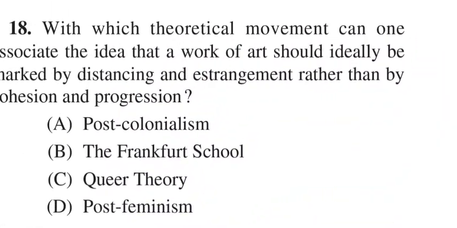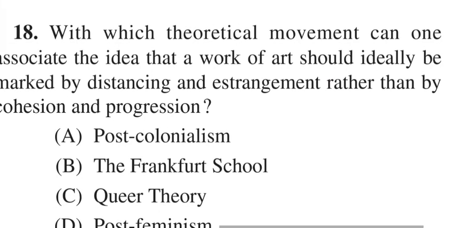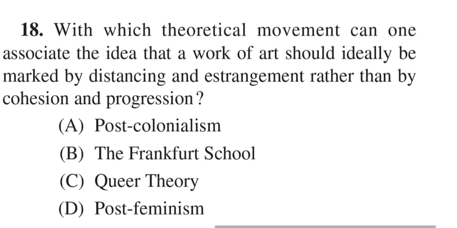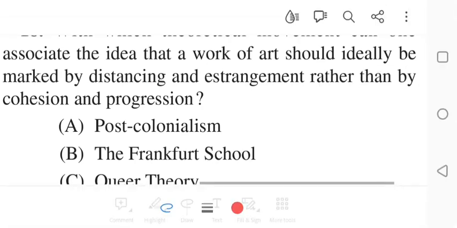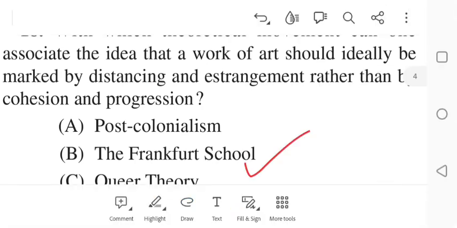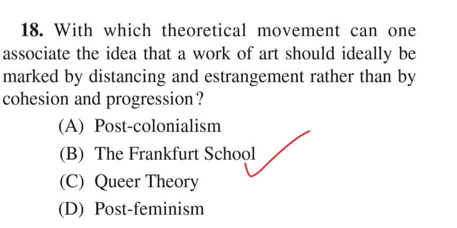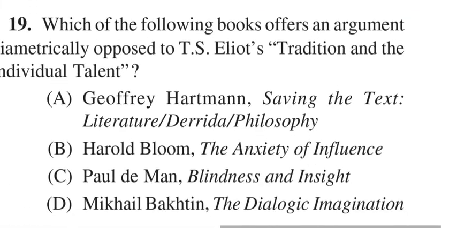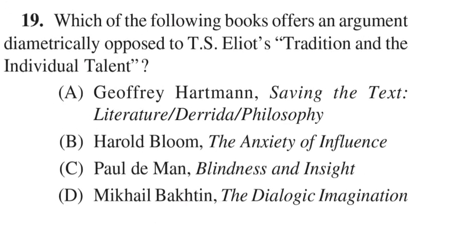Number 18, it says, with which theoretical movement can one associate the idea that a work of art should ideally be marked by distancing and estrangement rather than by cohesion and progression? Post-colonialism, the Frankfurt School, queer theory, post-feminism. Correct answer will be the Frankfurt School. If you don't know what the Frankfurt School is, then you must know. Please go through it.